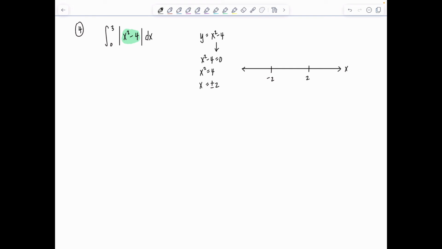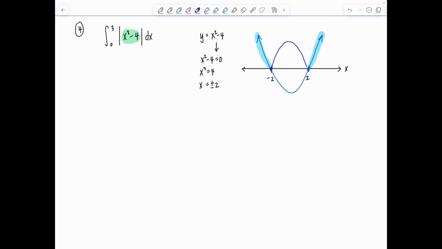So here's my x-axis. It's a parabola opening upward. Here's the x-intercepts, and it's looking something like this. Okay? So notice on this portion of the graph and this portion of the graph, x squared minus 4 is already positive. So if we take the absolute value, and we're on this interval from -infinity to -2, or this interval from 2 to infinity, taking the absolute value won't do anything. It's already positive. When you take the absolute value, though, between -2 and 2, that's where the graph is negative. And what happens is it makes it positive.